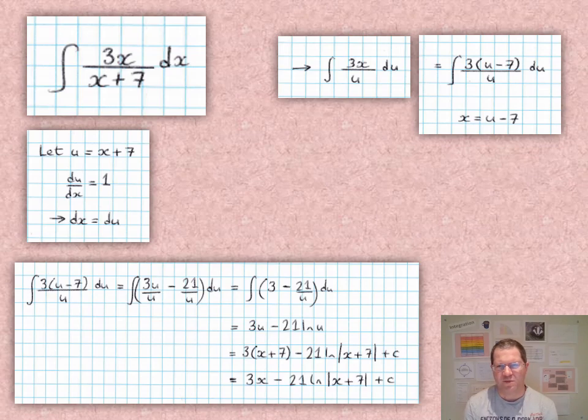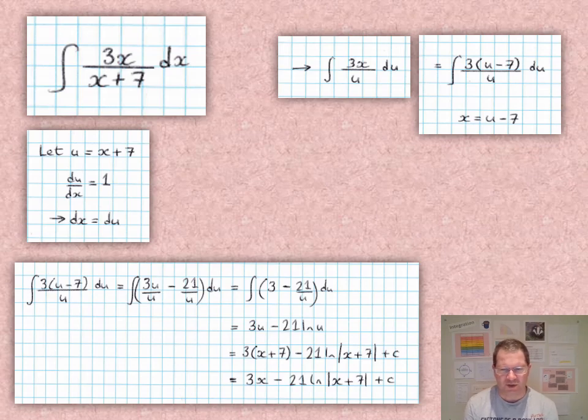So we can just substitute for the x as u minus 7, and then everything's in terms of u. So 3 bracket u minus 7 over u. If we multiply out the brackets and then turn it into two fractions, each with a u in the denominator, that gives us 3u over u, which of course is equal to 3, minus 21 over u. So we've got to integrate 3 minus 21 over u du. The integral of 3 is 3u. The integral of minus 21 over u is minus 21 ln u. And then if we substitute back in with our u equals x plus 7, we get 3 brackets x plus 7 minus 21 log x plus 7 plus c.